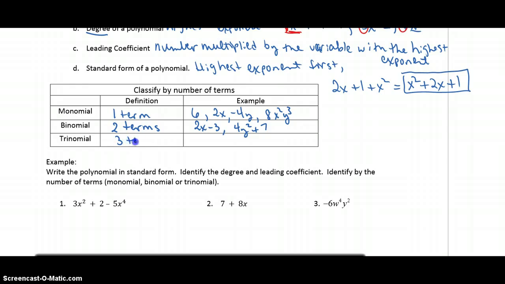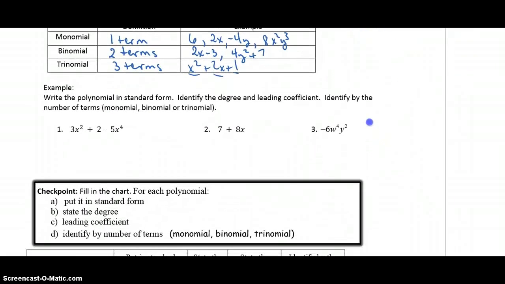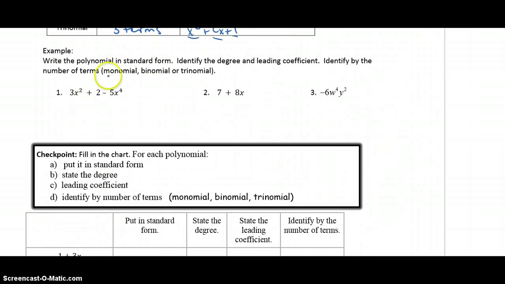And then a trinomial would have 3 terms. So like my example above, x squared plus 2x plus 1, that's a trinomial. It has 3 terms, 1, 2, 3. So we're going to work with that vocab for just a second. We'll write the polynomial in standard form, identify the degree and leading coefficient, and identify the polynomial by the number of terms like we just did, monomial, binomial, or trinomial.